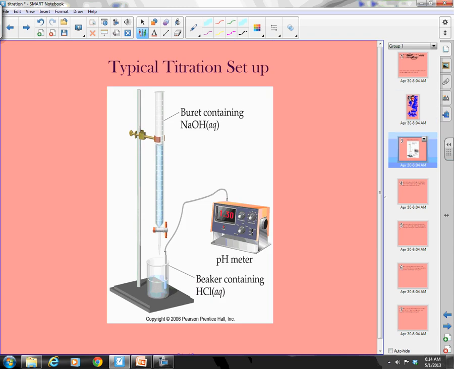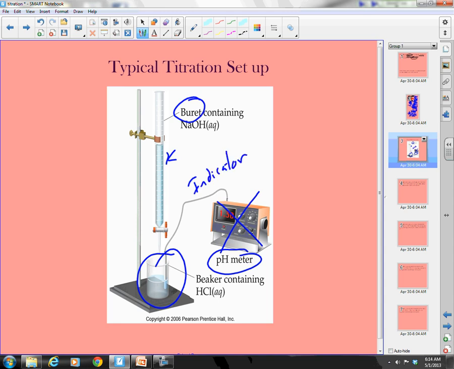Okay, this is a typical titration. Here is a burette, right? That's what I mean. That's a burette. And here is a flask, or in this case, they have a beaker. I usually use an Erlenmeyer flask. Sometimes you have a pH meter. If you have a pH meter, you don't need an indicator, but we don't always use those. And so sometimes you'll just add an indicator, and you slowly, that's called a stopcock.